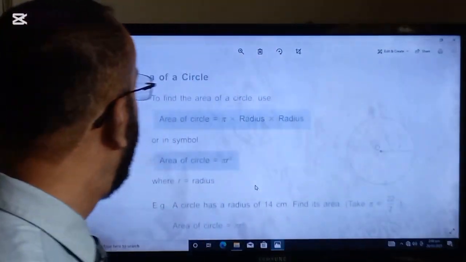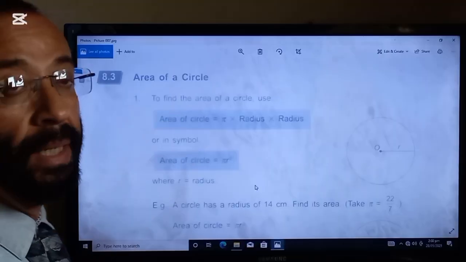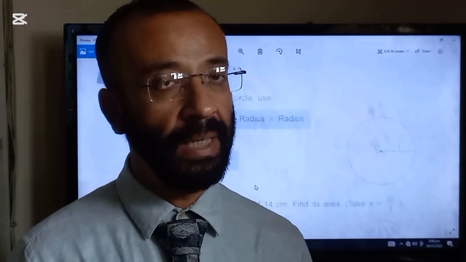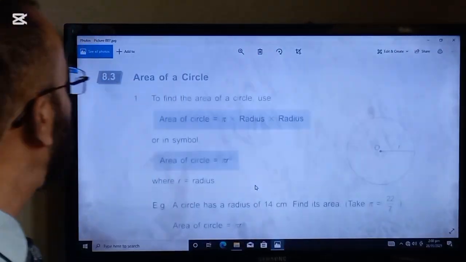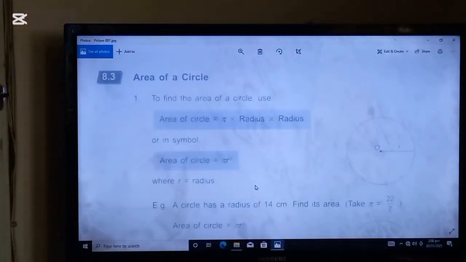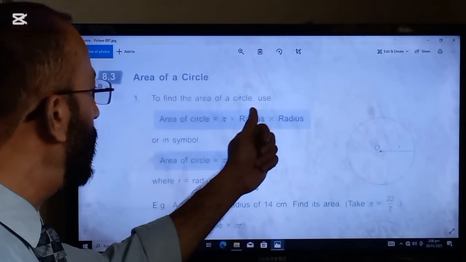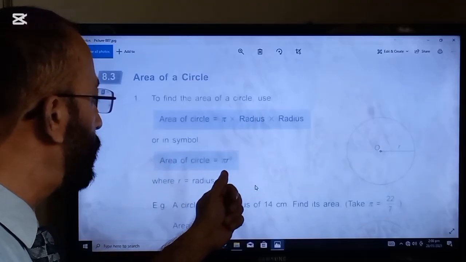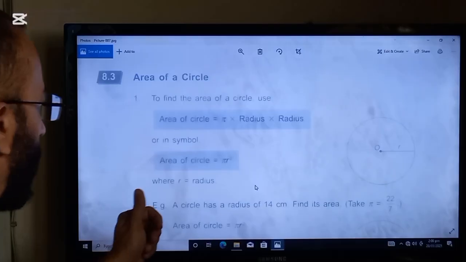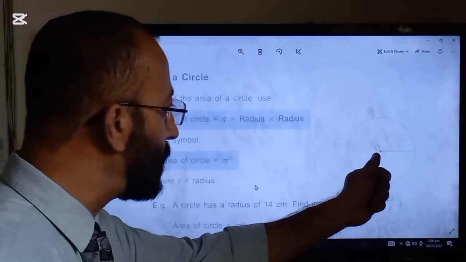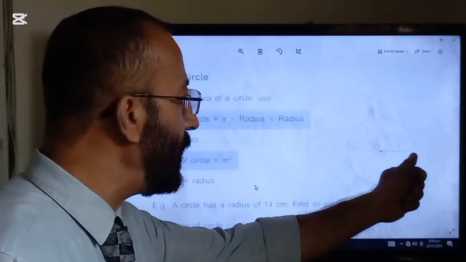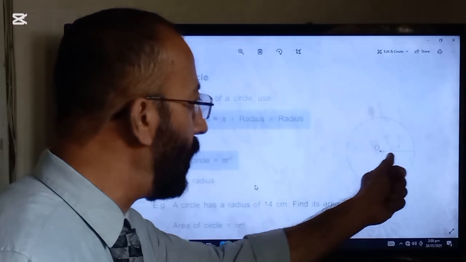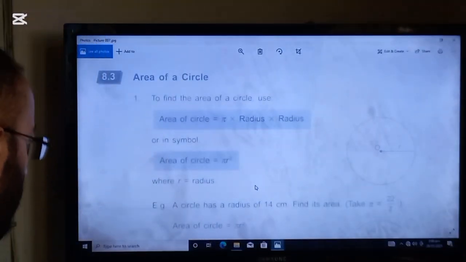Good morning, students. Today we are going to study the area of the circle in the topic of circle in the subject of mathematics O levels. So concentrate yourself. The concepts are to find the area of the circle, use the formula area of the circle is equal to pi r square, where r is the radius, that is from origin to any point of the circumference is called the radius.